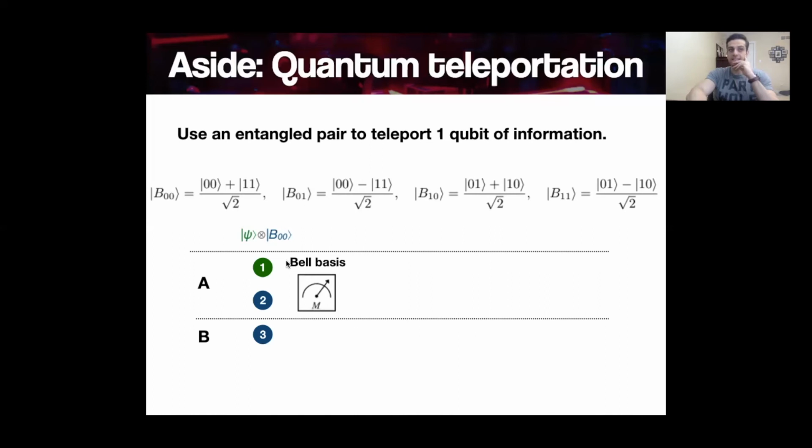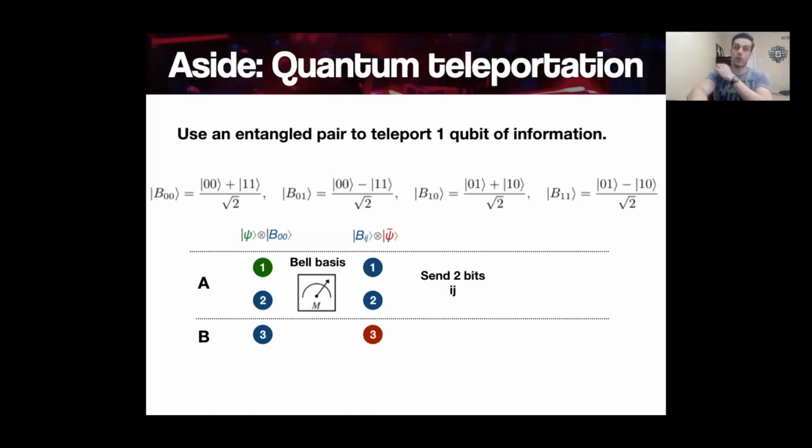Alice then goes and does the measurement on her basis states. And what happens then is that we have a new state. She did a measurement in a Bell basis, so she's gotten back one of these four states, one of these Bell states. And Bob's state is now in some psi tilde state. Bob doesn't do anything to his qubit just yet.